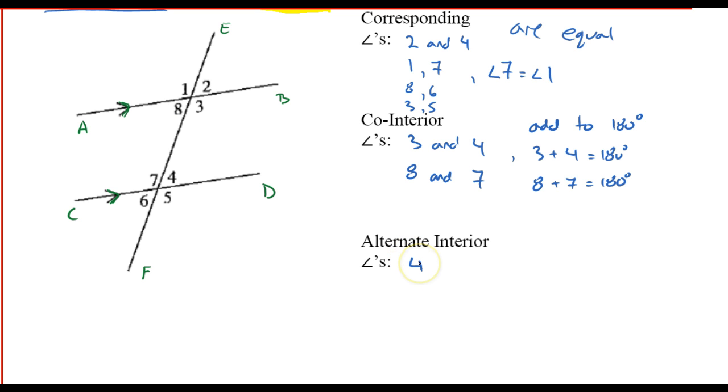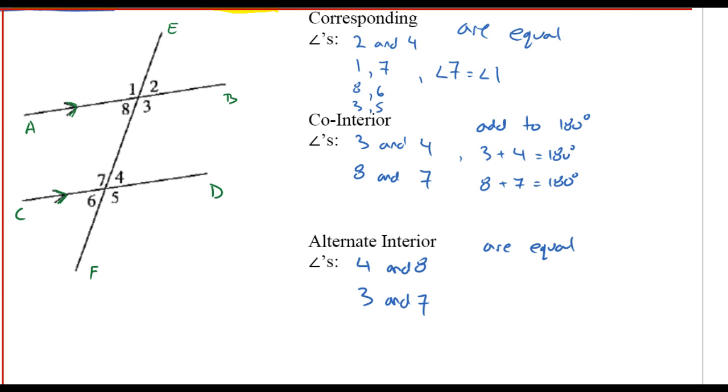Angles 4 and 8 are both on the inside of the parallel lines, so down underneath here and above this one, but they're on the opposite sides of the transversal. The other pair would be 3 and 7. The property of those angles is that they're equal. So alternate interior angles are equal. You might also hear the word congruent, which is sometimes the more technically correct word for equal. So we're going to say 4 and 8 are congruent.